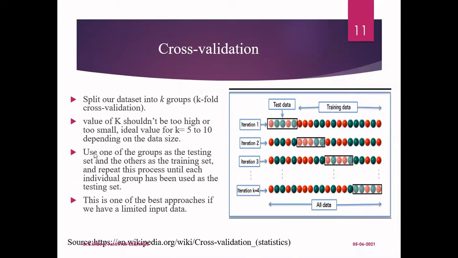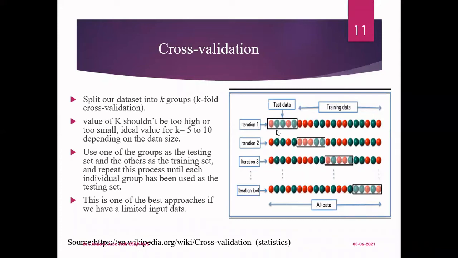Okay, so now let us see what is the basic approach in this. You are going to use one of the groups as a testing set and the other groups as a training set. Here we have 4 groups. One of the groups we are going to use as testing, and all the remaining groups will be used for training. And you are going to repeat this process until each individual group has been used as a testing set. It means that if I go for K, that is 4-fold cross-validation, I should go for a minimum of 4 iterations, because every group should be used as a testing set at least one time.